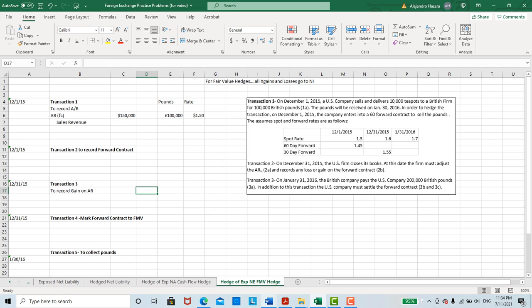Okay, and so you're going to record $150,000 in sales revenue. With that, the transaction 2 is to record the forward contract, and it's going to be somewhat similar. In fair value hedges, you record the forward contract, and then we're going to have a gain on the accounts receivable, and we're going to mark the forward contract to market. Which is not what we did before. We just sort of used it as a perfect hedge against the accounts receivable.